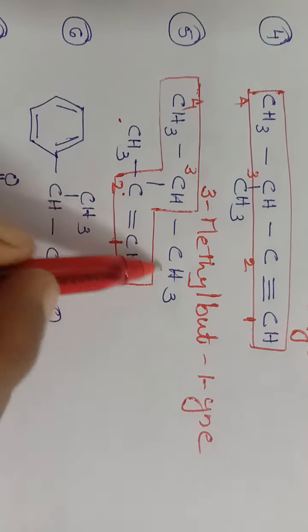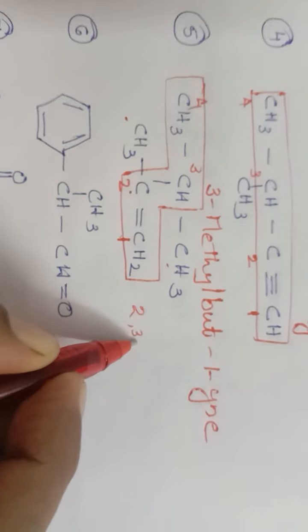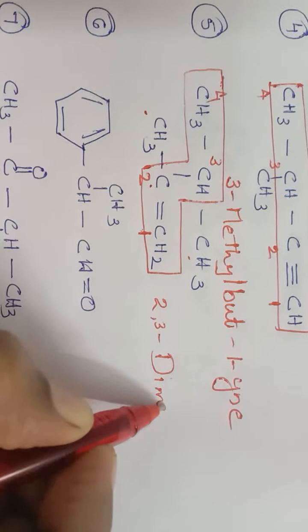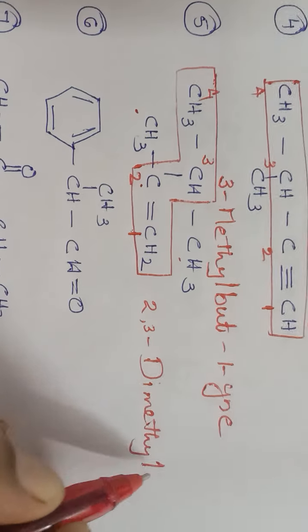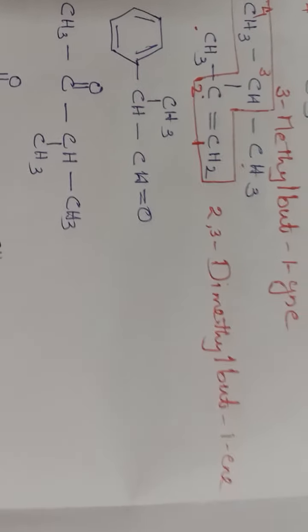So here we have 2 substituents, CH3 groups on carbon number 2 and 3. So 2, 3 dimethyl but 1 ene is the name.